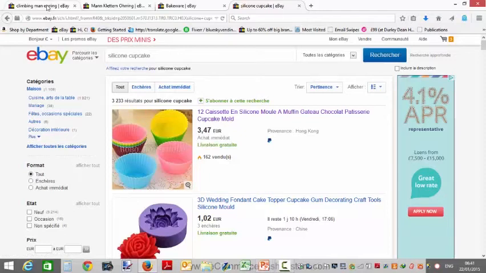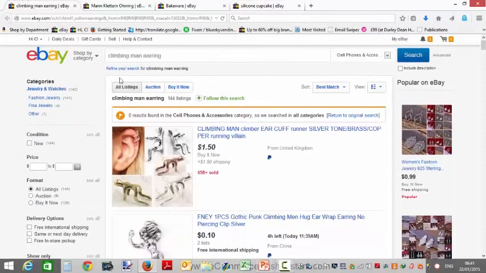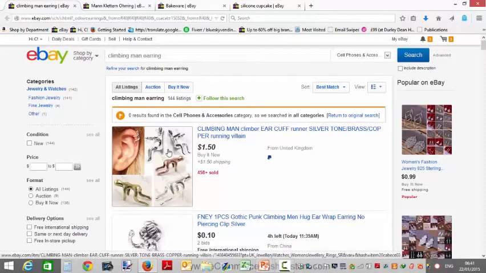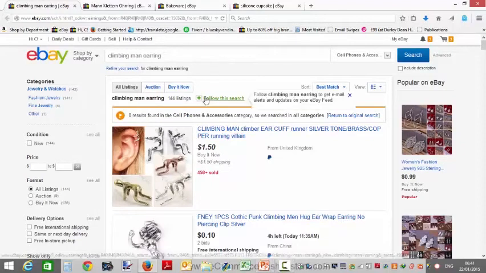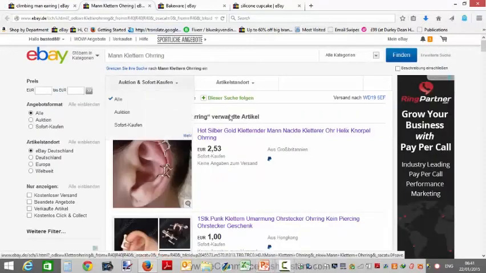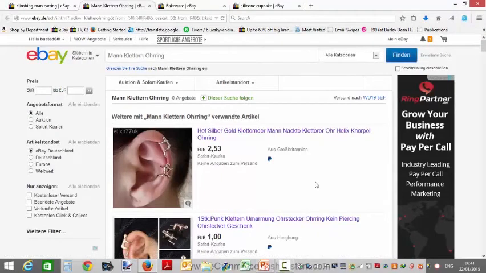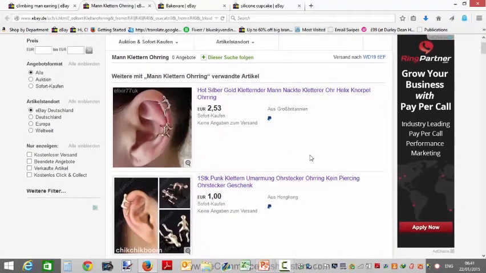So another one here, there's one that I found earlier. Something that's quite popular is this earring here. It's a climbing man earring, and that's selling for $1.50 plus $1.50 shipping. That's €3. However, in Germany, this is basically inverted here. In Germany, for a similar listing, we have this selling for €1, which is less than half the price.